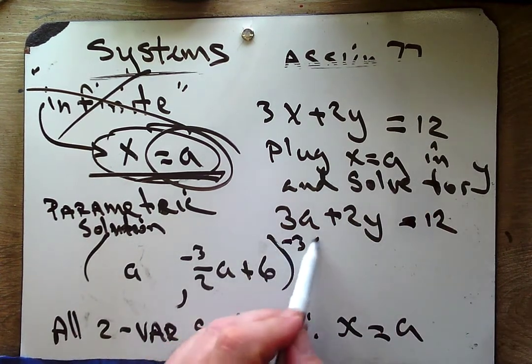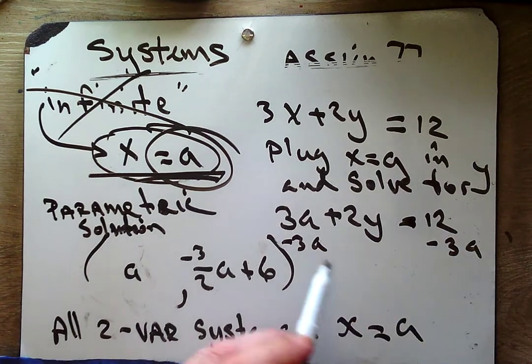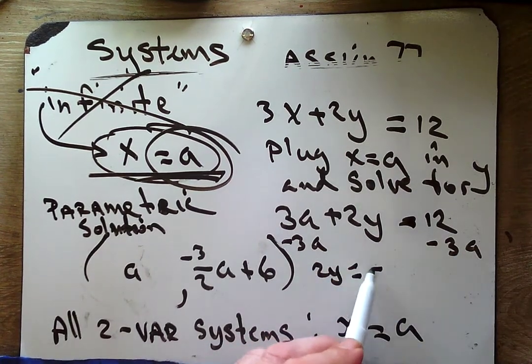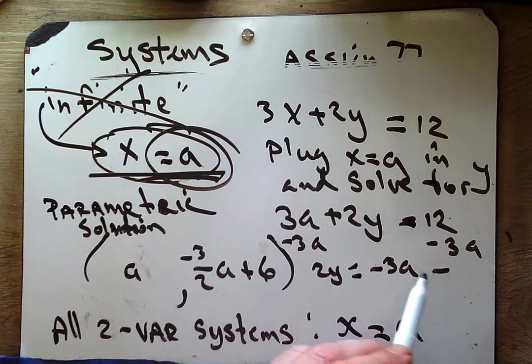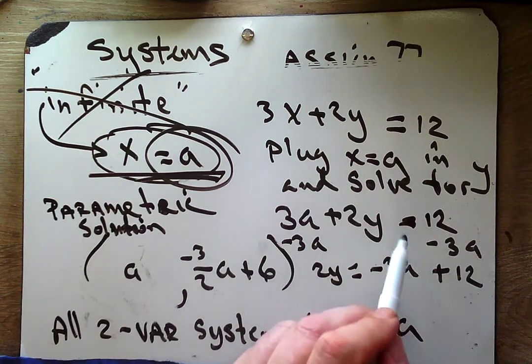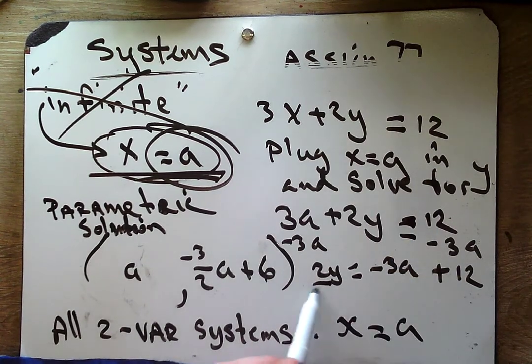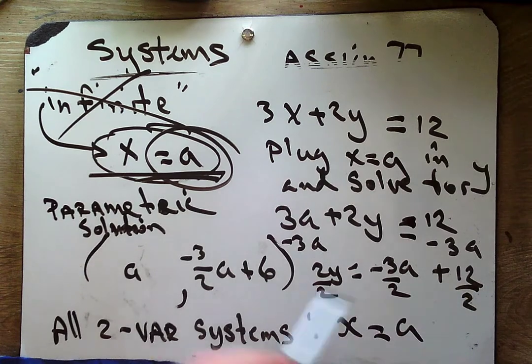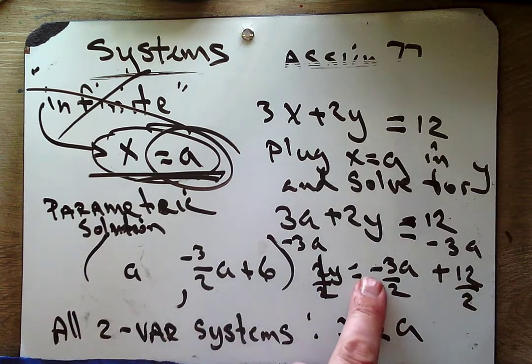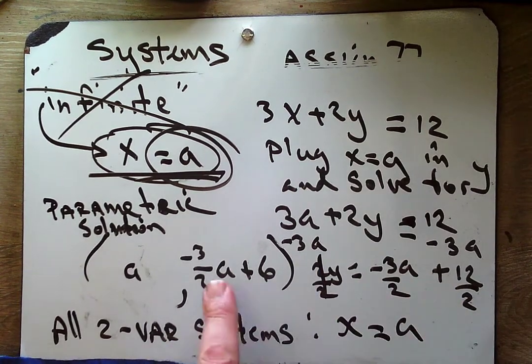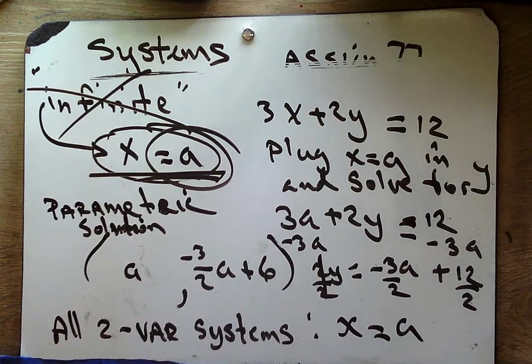So subtract 3a. And I'm going to have 2y equals minus 3a plus 12, because that's equals a positive 12. And then I'm going to divide by 2. And so look what I get. Minus 3/2 a plus 6. Ta-da! All right, so it doesn't matter which equation you use.